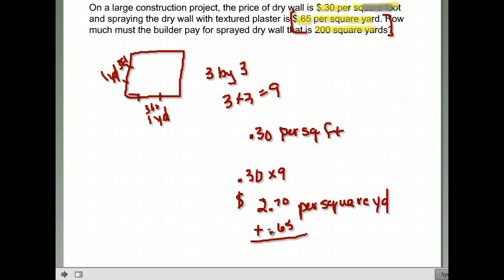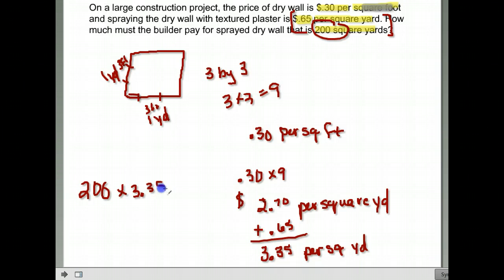Again, now I can add them. I couldn't before because one was in square feet and the other was in square yards. But now that they are both in square yards, I can go ahead and add those values together. And I can see that it's going to be $3.35 per square yard in order to drywall and spray this. How many yards do they want done? They want 200 yards. So 200 yards times $3.35 per square yard gives me $670 is what it will cost this company.